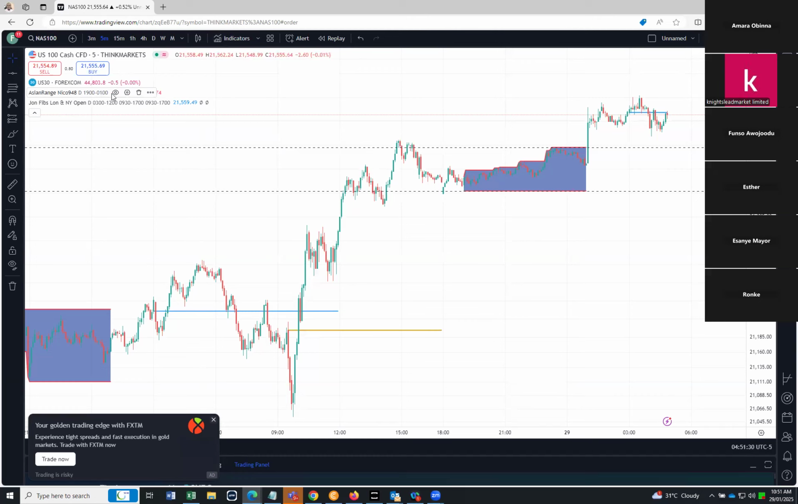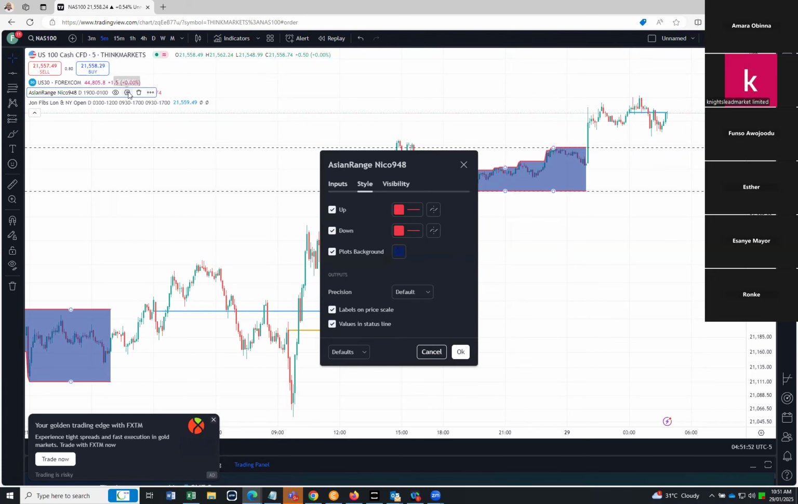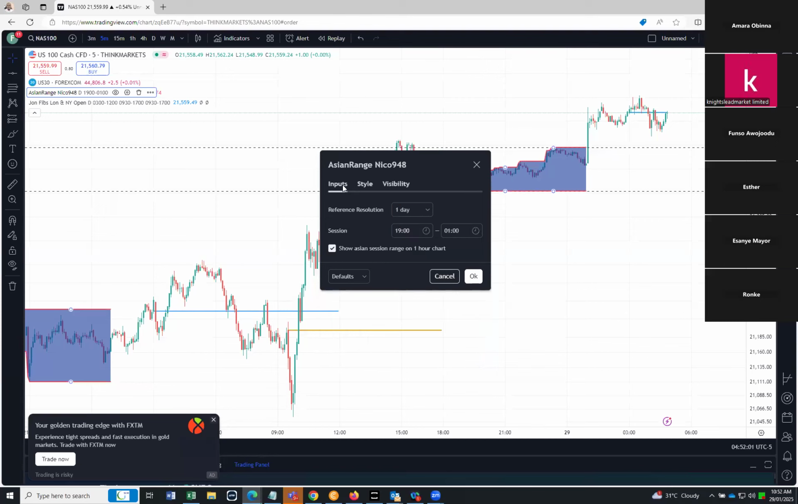So come to, this is settings. Can you see the settings? If you take your cursor to that Asian Range, this will come up. Your settings is in the middle. So click on the settings. Asian Range Nico 948, input style, visibility. So come to inputs.